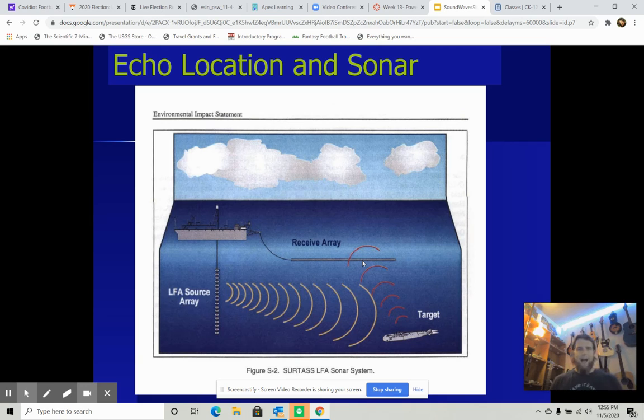And then as it comes back to them, their brain is able to put together an image of the surrounding area. It's almost like mapping the area and mapping what's in front of them. That's an amazing power. And you can see this is a way in which it's done. You send out the sound waves, it hits the target, bounces back to a receiver, and you can image it based off of that.